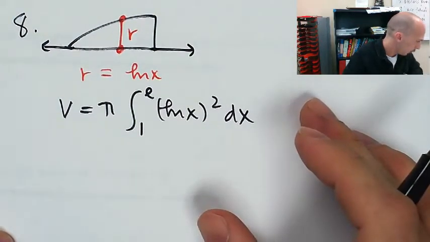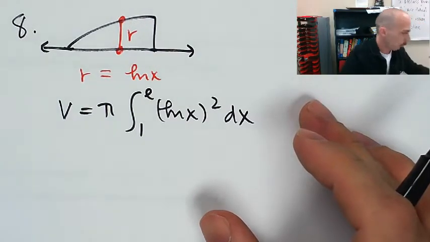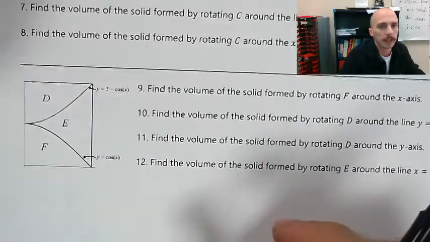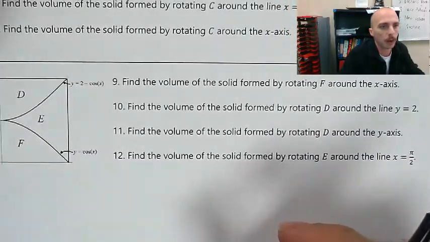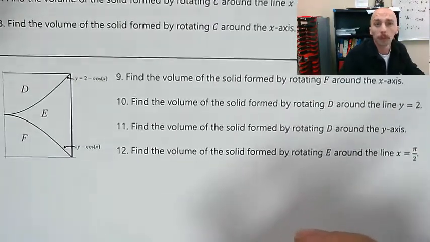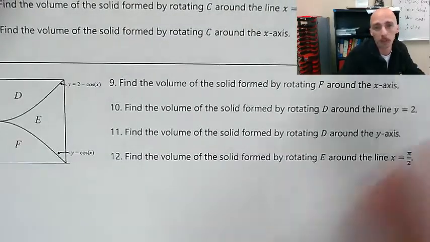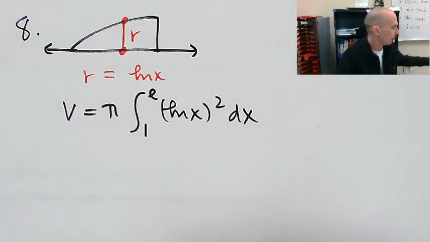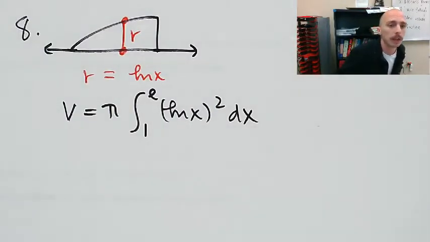Okay, now the last 4 are going to be, okay, we're going to rotate f around the x-axis, d around y equals 2, d around the y-axis, and e around pi over 2. Okay, so some of these should come out the same, or at least hopefully we're able to see that they're equivalent based on their integrals, but I think there are a bunch of them that I'm not going to be computing because, again, sine squared x and cosine squared x, those are not things that we have an antiderivative for in this class, so I'm just going to use a calculator or just write the integral and walk away.